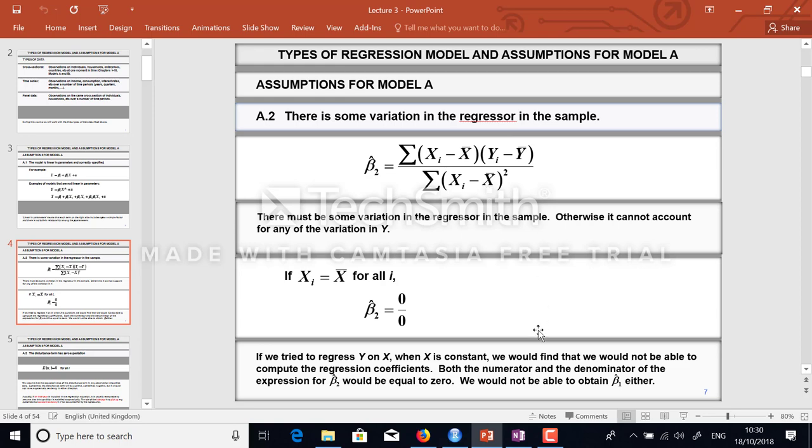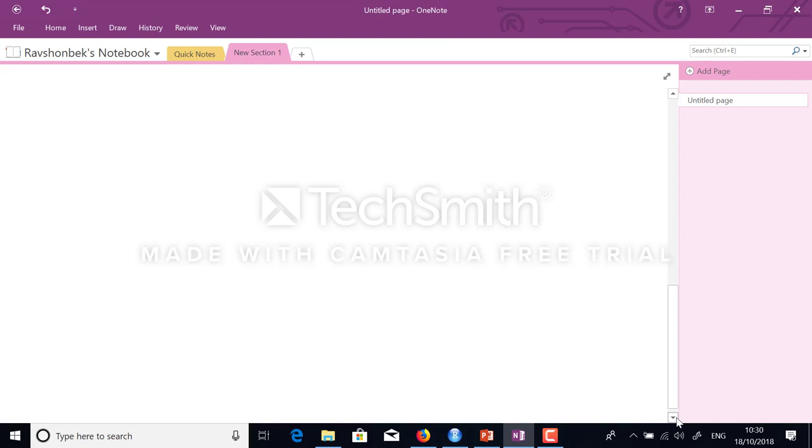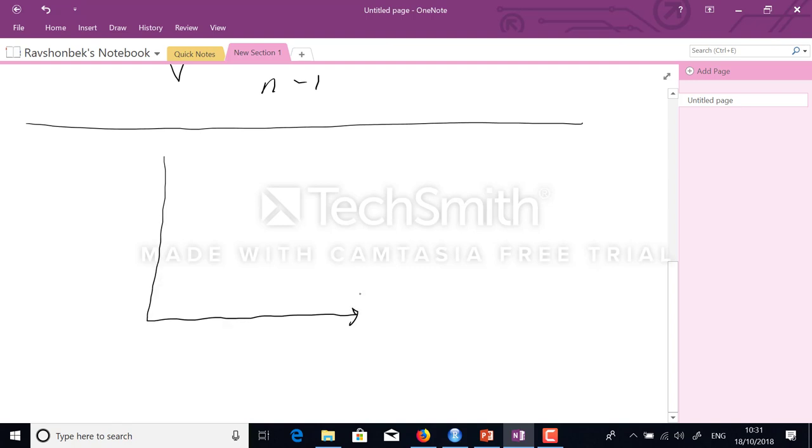Now graphically, this is what it looks like. I'm going to graph this so that it becomes an intuition. This is our y, this is our x. Say these are our data points. Say this is my x bar and this is my y bar.